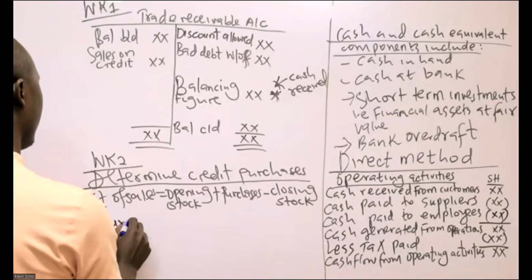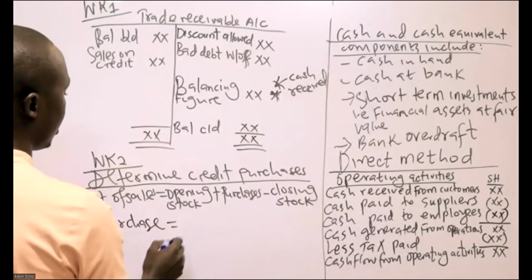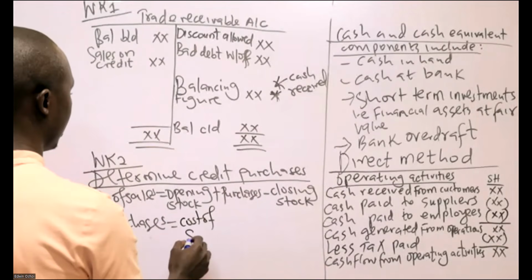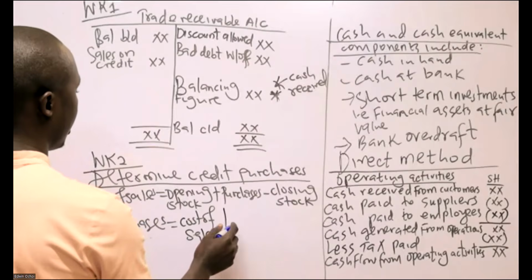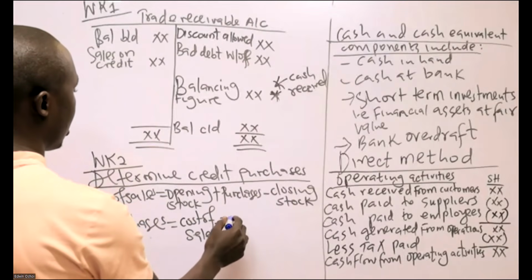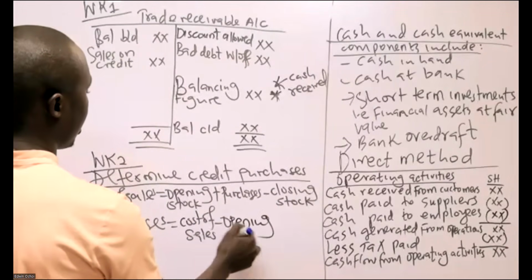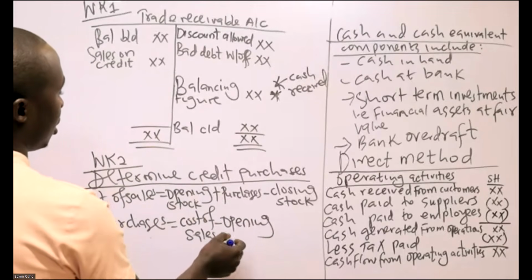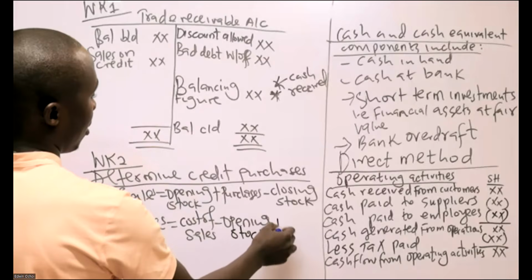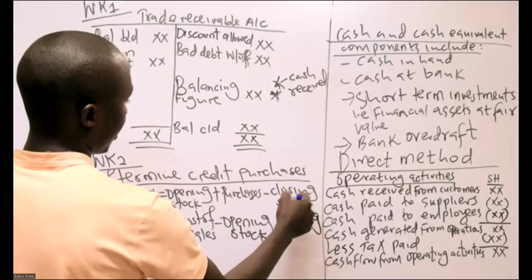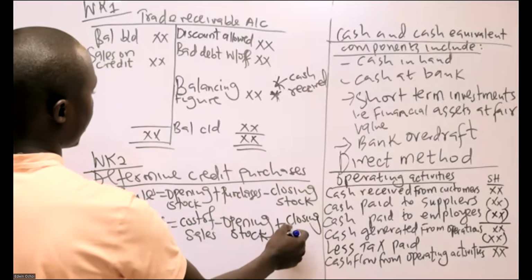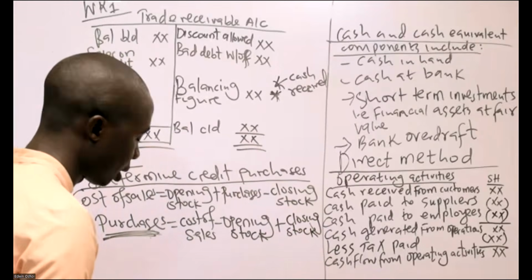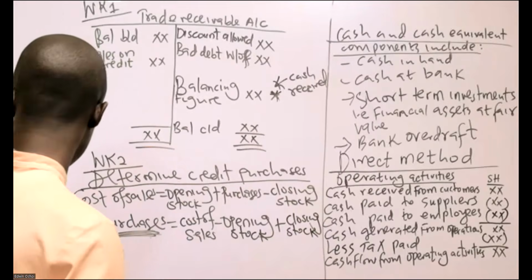So how will I get the purchases? I will make it the subject of the formula. So purchases is equal to cost of sales minus opening stock, because now this one will come on this side. Closing stock crosses the equal sign, so it will be a plus. So that is what you have as your purchases, the credit purchases. That is how you arrive at credit purchases.